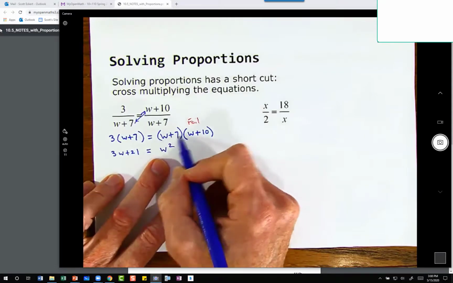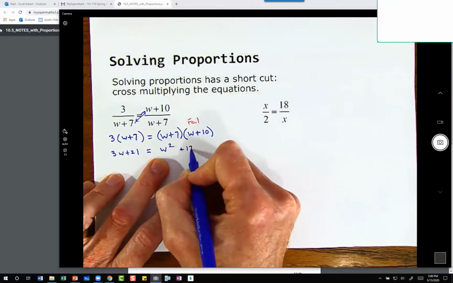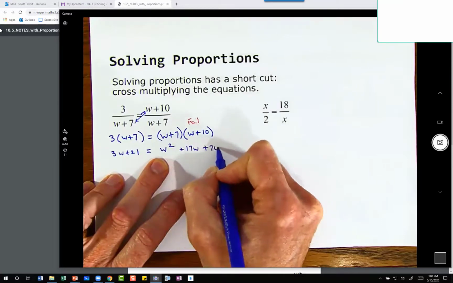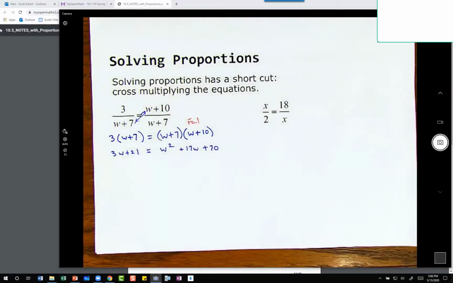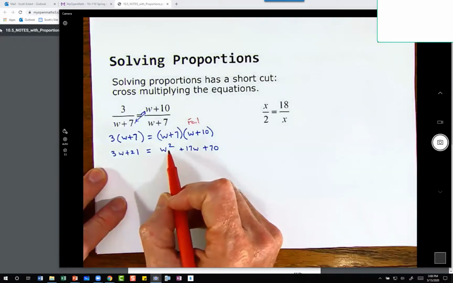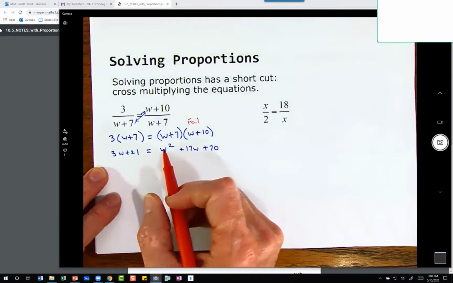Well, we should have 7w plus 10w is 17w plus 70. Now what? Shouldn't we set it to 0 so we can factor? Exactly. It's quadratic. We have to have it equal to 0 for it to be solvable for us.